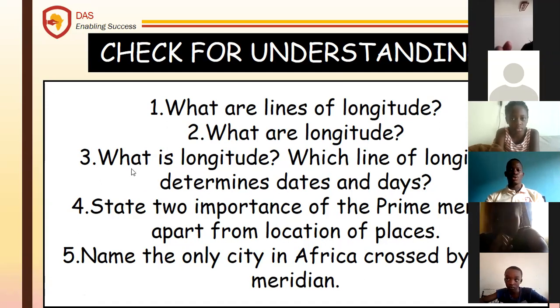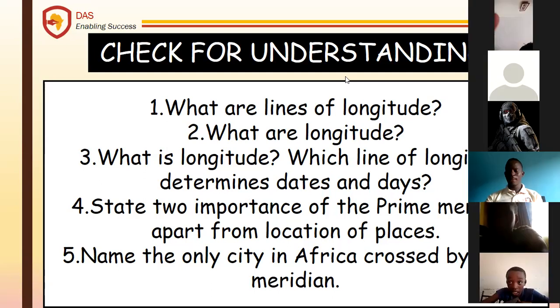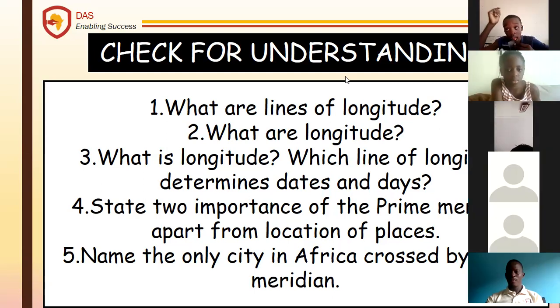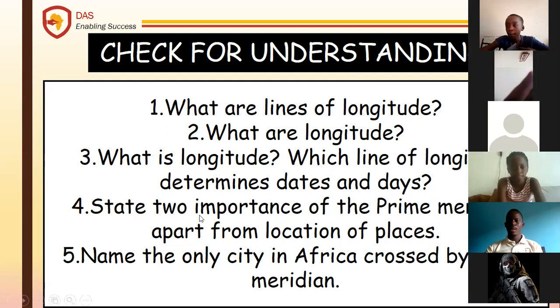Number 2, what are longitudes? Longitude is the distance of a place east or west of the prime meridian. Which line of longitude determines dates and days? The international date line. Thank you, everybody. You are super good people. We have 2 minutes. International date line.